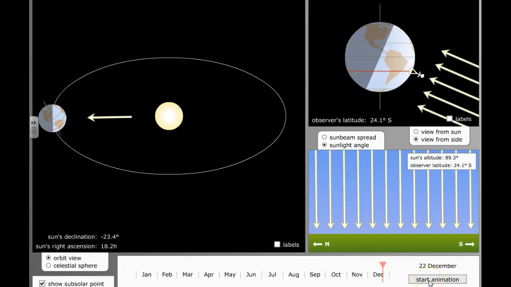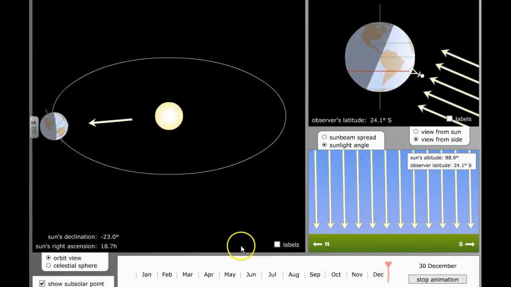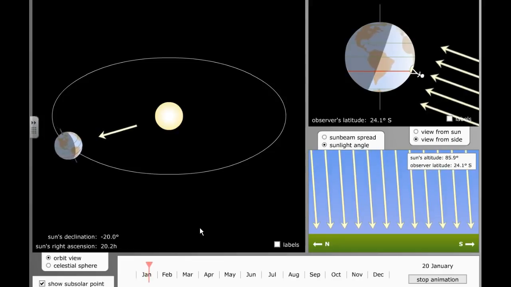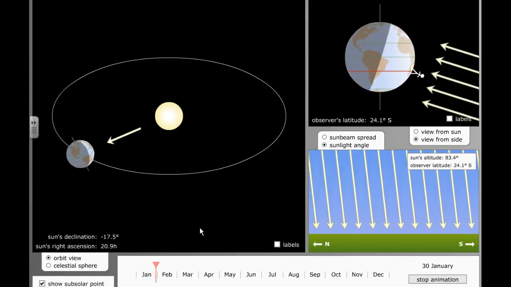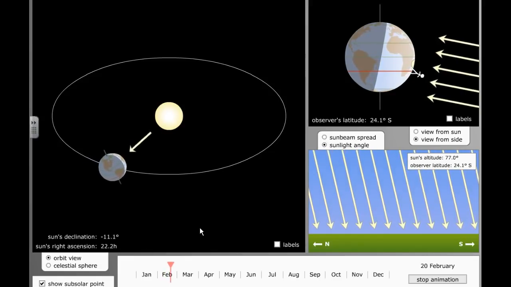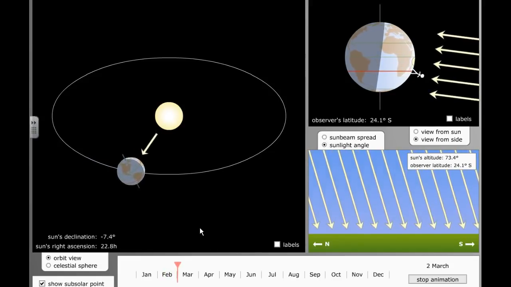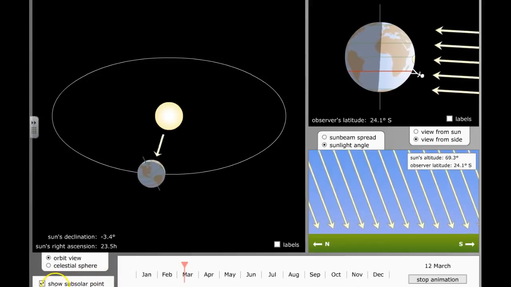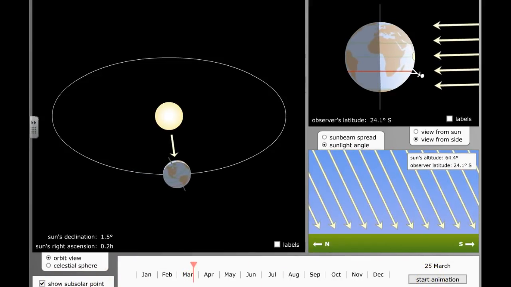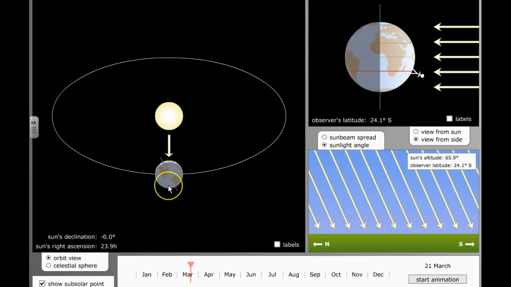Okay, so we're going to start the animation here, and we're going to watch the Earth revolve counterclockwise around the Sun. So the next season that would come after winter would be, that's right, spring. So here, we're going to stop the animation soon. Oh, went too far. Hold on. When the Earth is in the position here, this would be the vernal equinox. This is spring. Happens about March 21st.